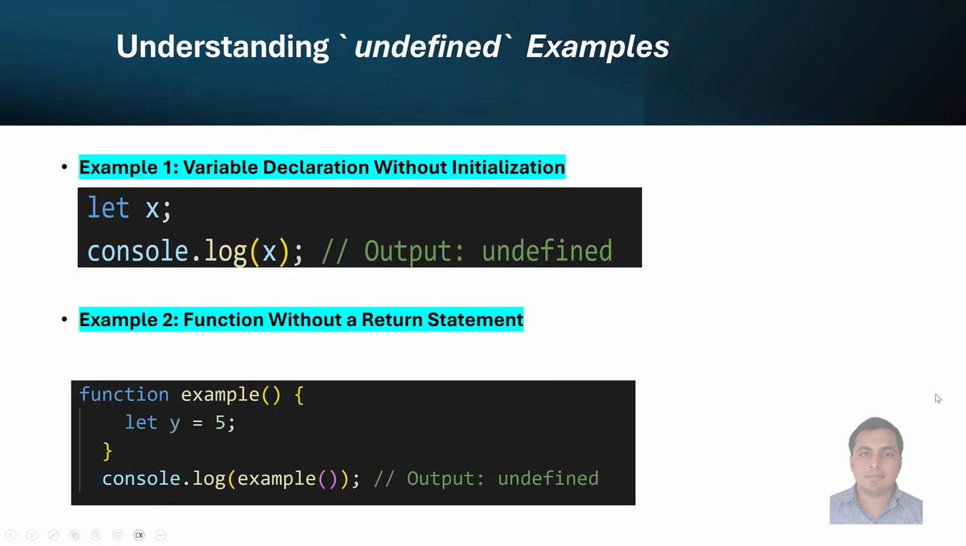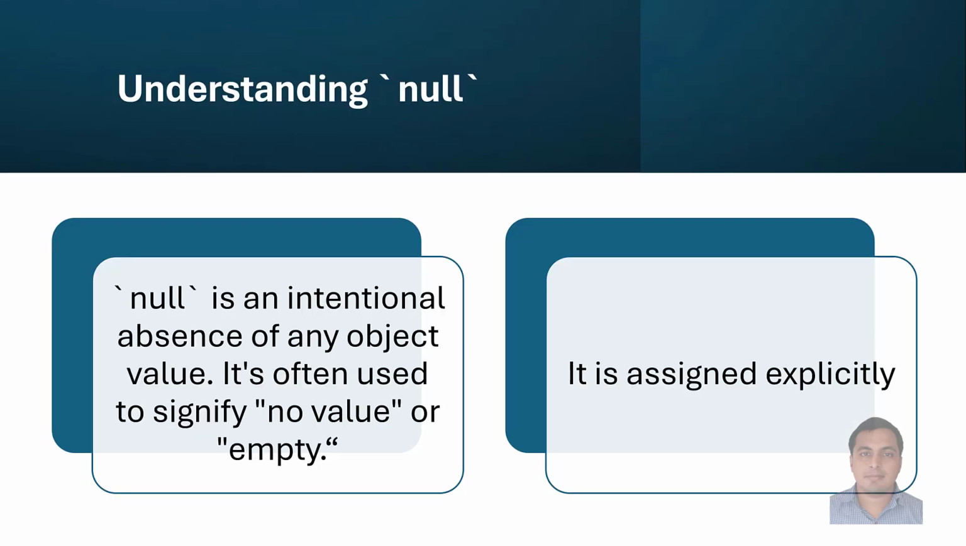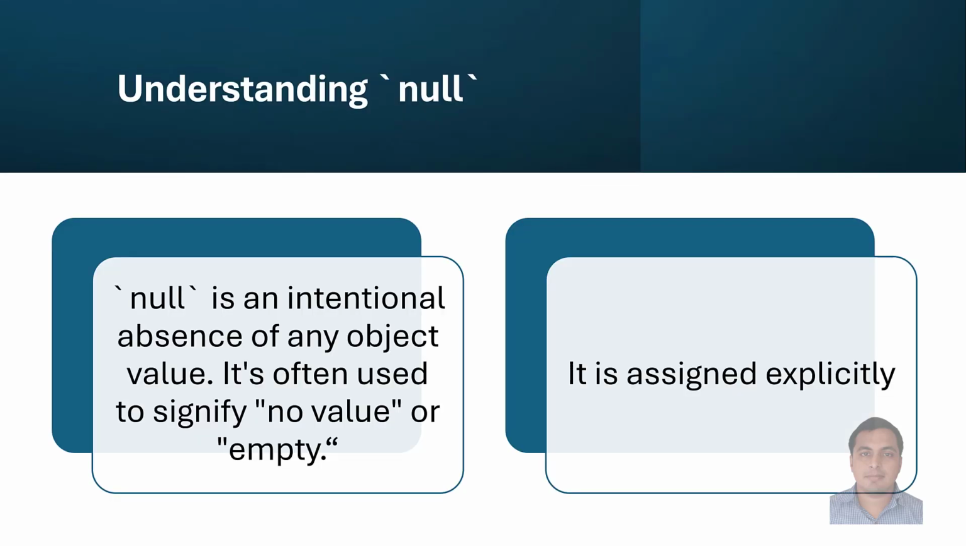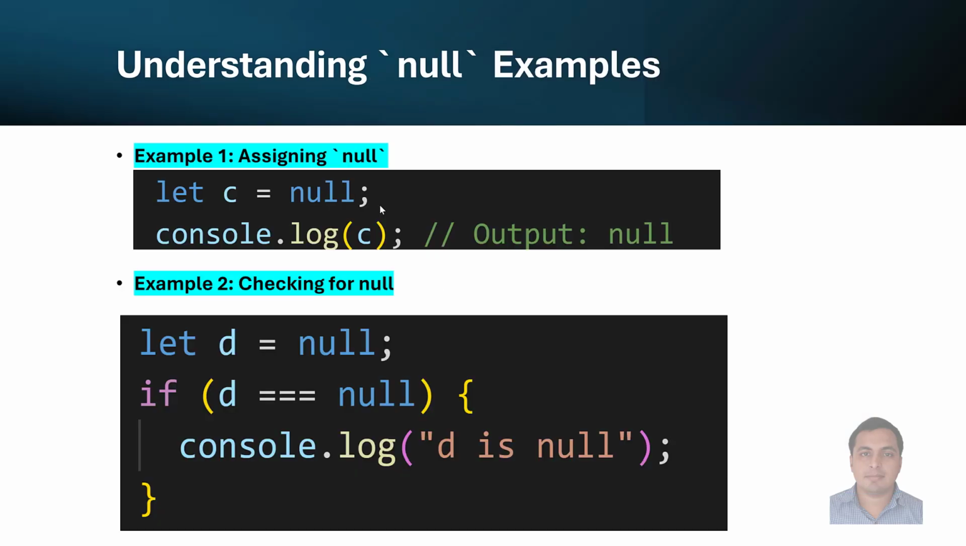Now let's move towards another example, that is understanding null. Null is an intentional absence of any object value. It is often used to signify no value or empty. It is assigned explicitly. So here we can take a few examples to understand null properly. The first example is assigning null.